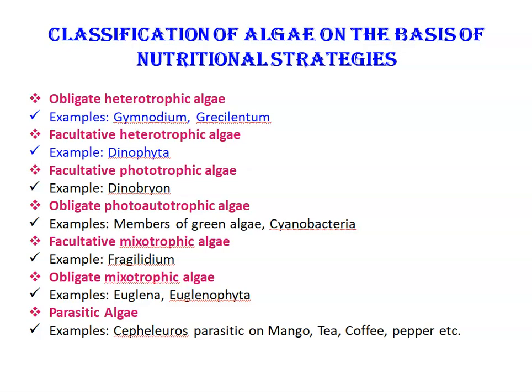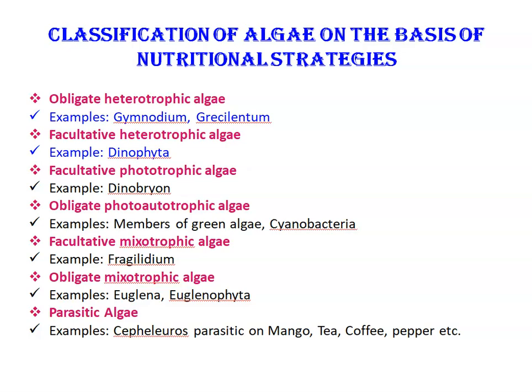Next type is obligate photoautotrophic algae. The algae which grow in an entirely inorganic medium in the presence of light are known as photoautotrophic. In other words, using light energy, they synthesize their protoplasm from exclusively inorganic sources. Examples are members of green algae and cyanobacteria.